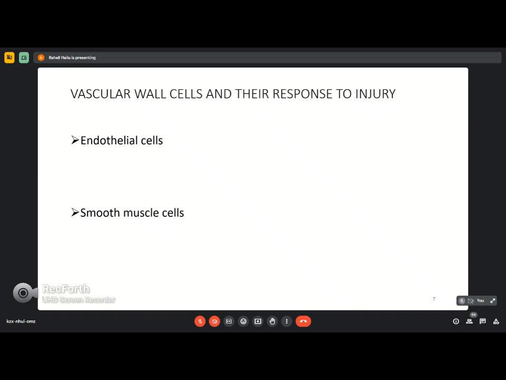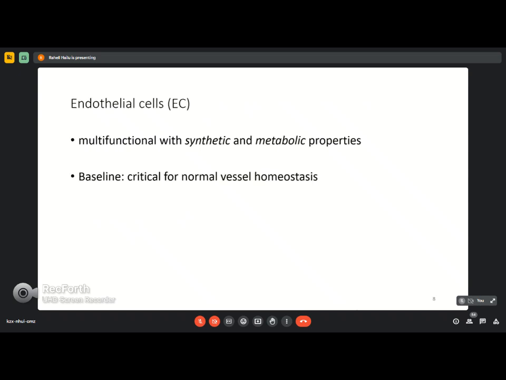So, the vascular wall cells and their response to injury. The two components of the vessel wall are very important for any response to injury. The first one are the endothelial cells, which are very important. We'll see how. And then you have the medial smooth muscle cells. Endothelial cells are very dynamic. They have synthetic properties: they can produce hormones, growth factors, and cytokines, and they can activate other cells. So they can mediate inflammation, they can mediate even thrombus formation, and they have metabolic properties as well.